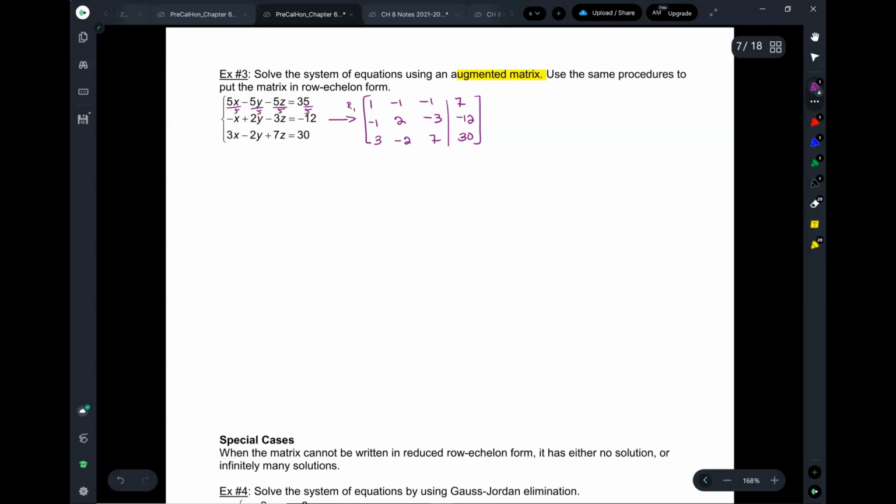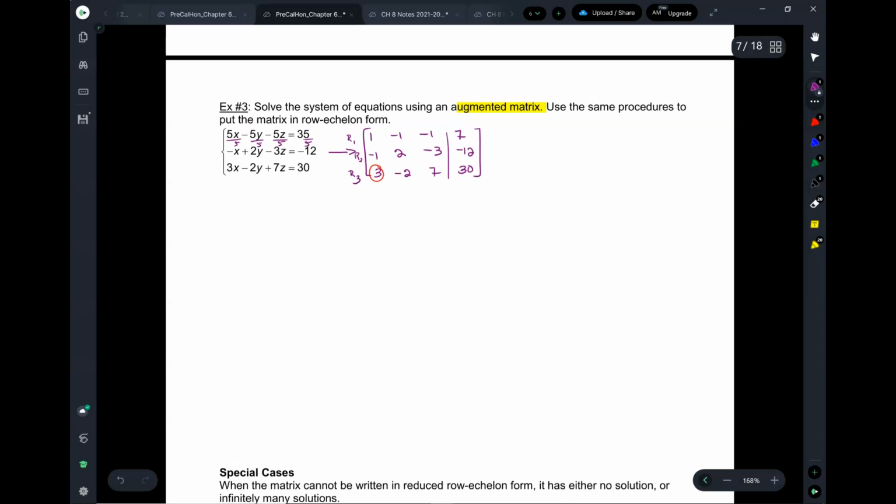Same as before, I have row 1, row 2, row 3. I'm first going to eliminate this one. That means the other two will copy over. Now just look at this column. What can I do to get a 0? What operations can I do with the 3 and one of the other ones to make this a 0? What do you think?